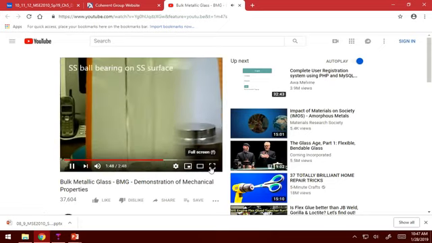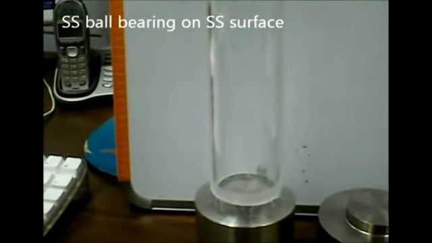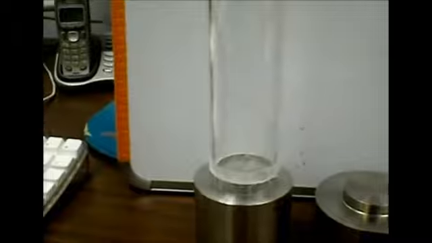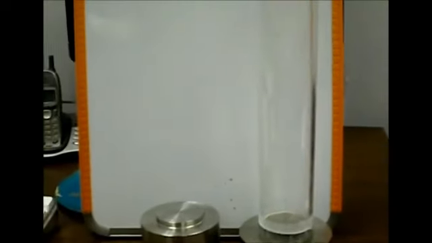Okay, so what you're about to see is two stainless steel ball bearings being dropped onto stainless steel, and you can see how it just drops. Let me dim the light. Okay, and now you see a ball bearing on a bulk metallic glass surface. So it's not a crystalline surface, and the bulk metallic glass is just right at the top of that base.